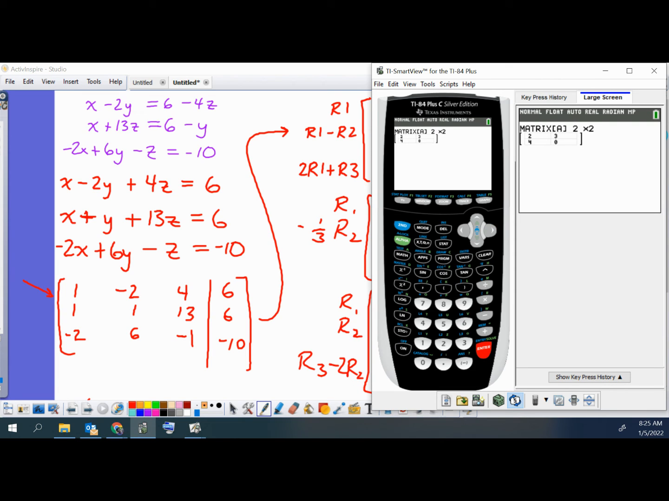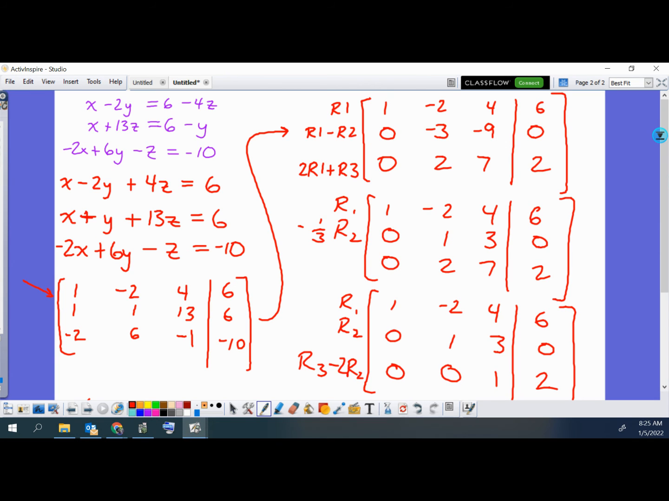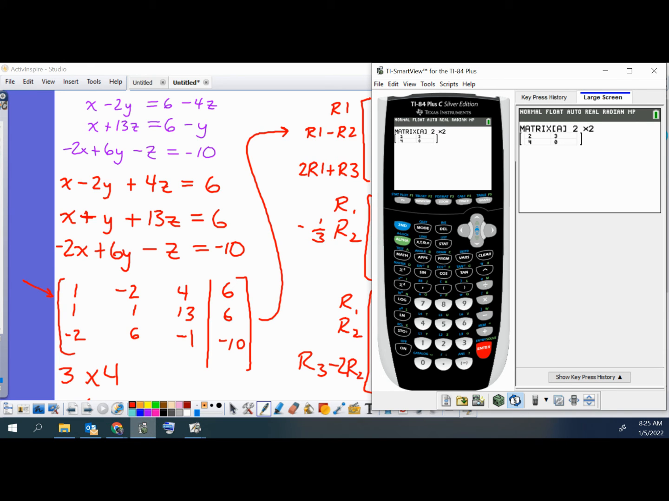Hit enter. And this is a 3x4 matrix. It has 3 rows and 4 columns. It's rows by columns. So I'm going to type in 3x4. And if you're not sure, take a guess. You'll tell as soon as you hit enter if it's the right shape, right? And what I'm going to do is just type in the values: 2, 4, 6, 1, enter, -2, enter, 4, enter, 6, enter, 1, 36, and then -2, 6, -1, -10.